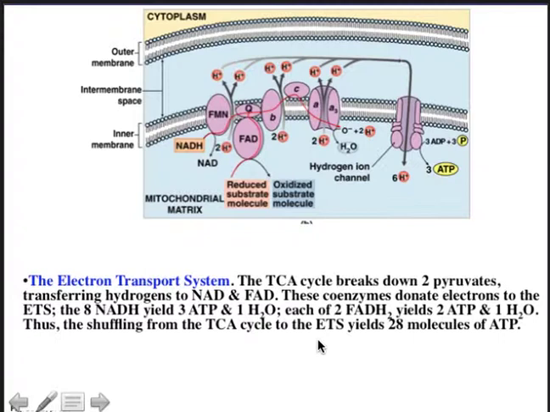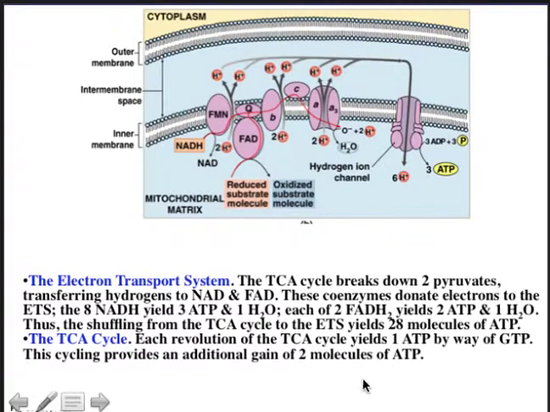The citric acid cycle breaks down 2 pyruvates and transfers hydrogens to NAD and FAD. These coenzymes donate electrons to the electron transport system. The 8 NADH yield 3 ATP and 1 water. Each of the 2 FADH yields 2 ATP and 1 water. Thus, the shuffling from the TCA cycle to the electron transport system yields 28 molecules of ATP. Each revolution of the cycle adds 1 ATP directly by way of the production of GTP. This cycling provides an additional gain of 2 molecules of ATP.